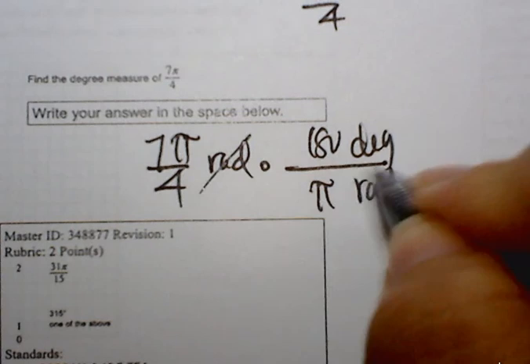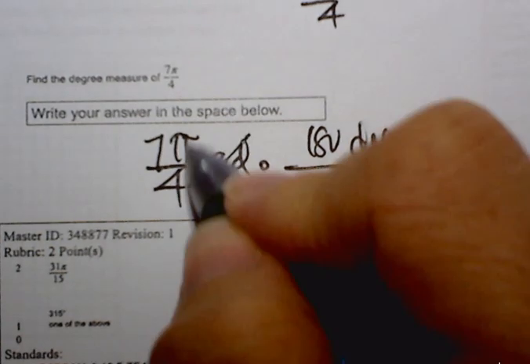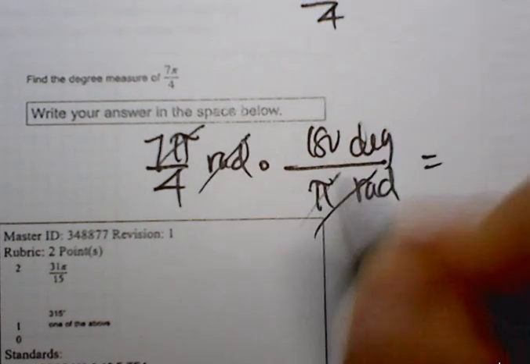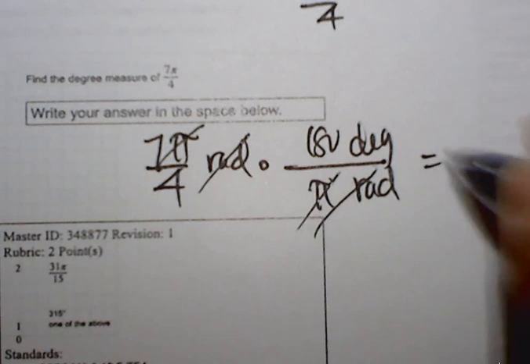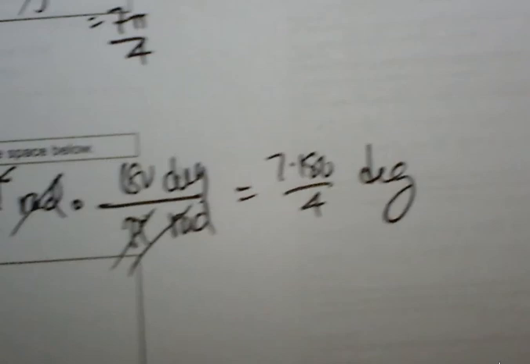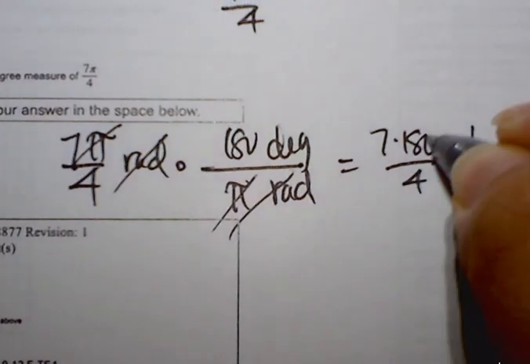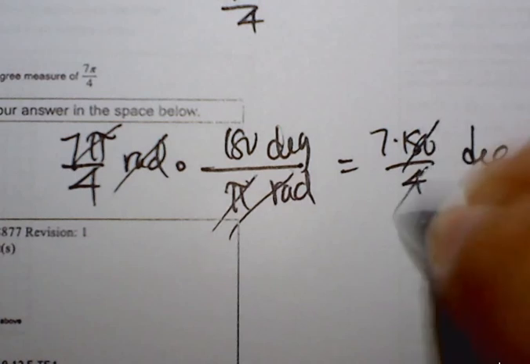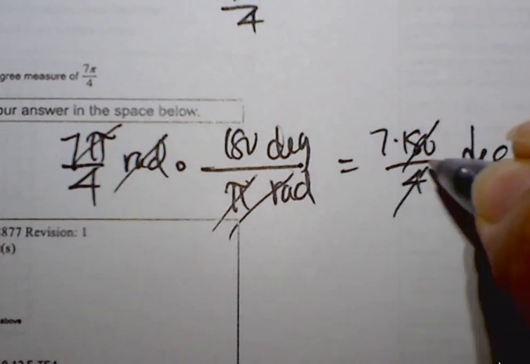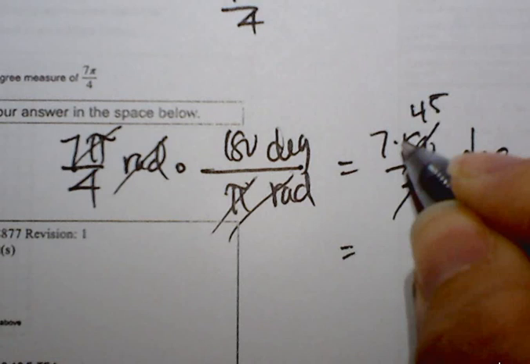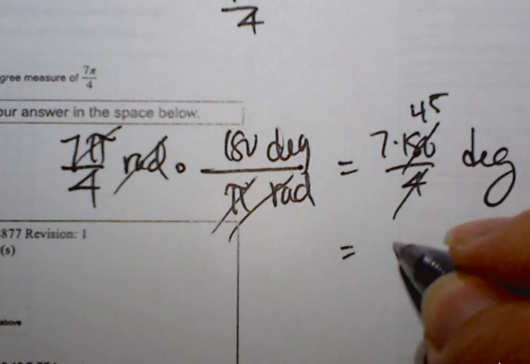So it's going to be 7 times 180 divided by 4. I don't want to waste time doing 7 times 180 when I have to divide by 4 anyway. What's 180 divided by 4? 45. Because 80 divided by 2 is 90. Okay, so 45 times 7 is 315 degrees. Okay? Alright.